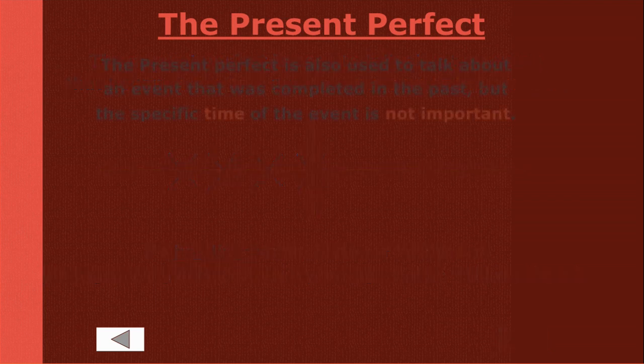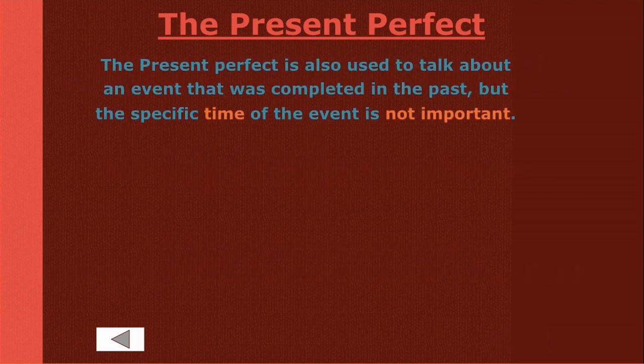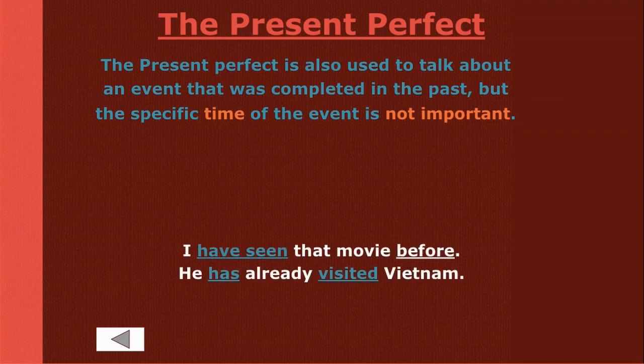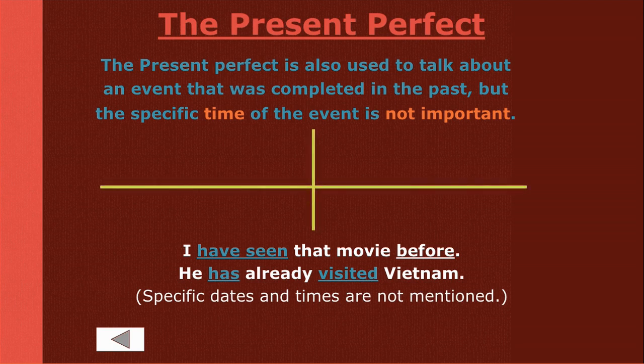The present perfect is also used to talk about an event that was completed in the past, but the specific time of the event is not important. I have seen that movie before. He has already visited Vietnam. Specific dates and times are not mentioned.